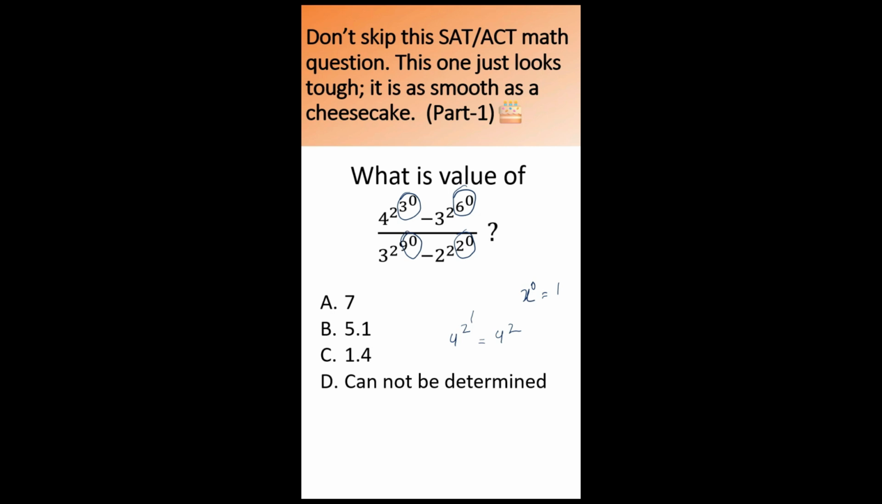So similarly, you can write this whole expression as 4 raised to the power 2 minus 3 raised to the power 2 divided by 3 raised to the power 2 minus 2 raised to the power 2, which is nothing but 16 minus 9 divided by 9 minus 4, or what we have is 7 divided by 5. So what's the option? That is C, 1.4 is the answer.